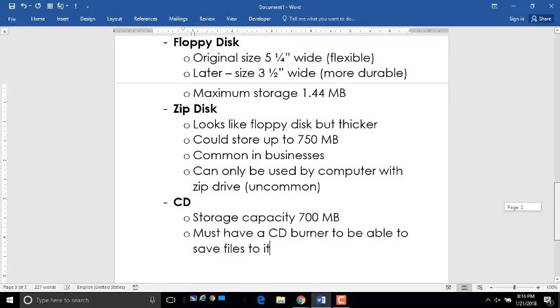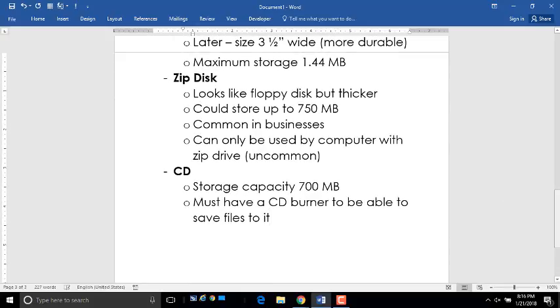Nowadays, if you have a computer with a CD drive, it would be a CD burner. Back in the day when CDs first came out, again, it was something that wasn't common to have a CD burner with a computer. It was a considerable upgrade price to be able to have that.